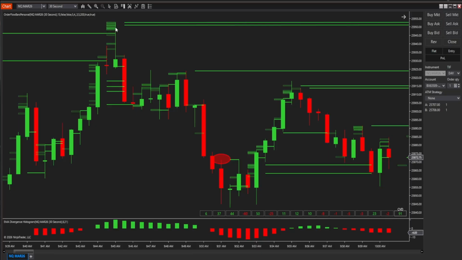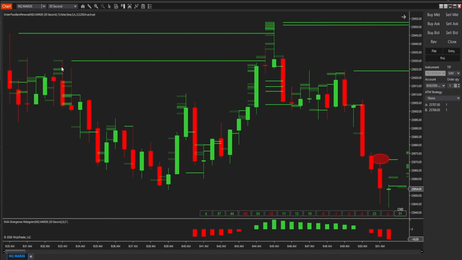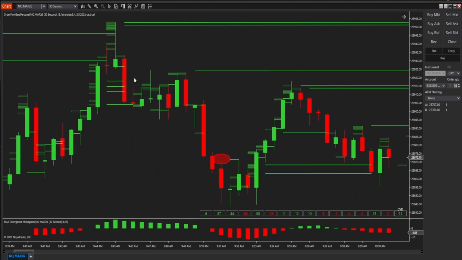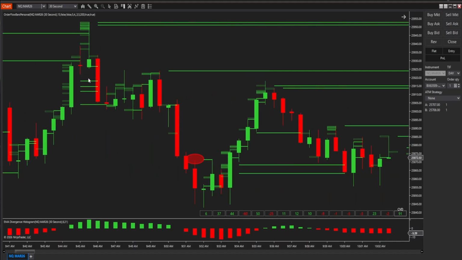As you can see here, it was a stacked and balanced area. There were 2 stacked and balanced areas right there, but the buyers got absorbed by the sellers. And once we started drifting down, I went on ahead and got out, because that's the same thing that happened up in this area. So I went on ahead and got out.